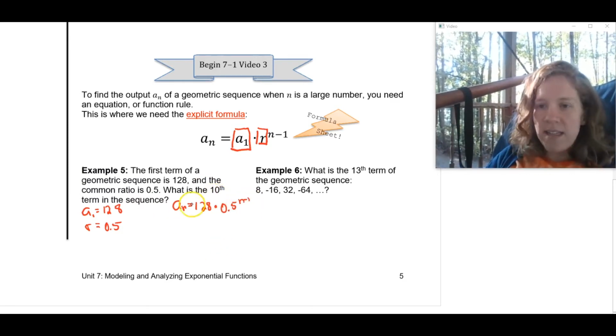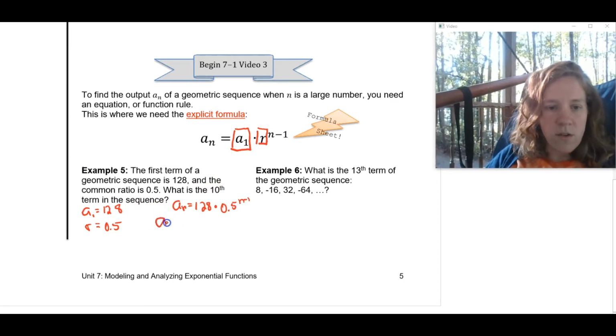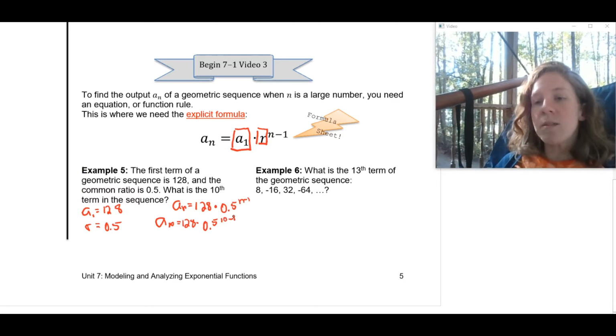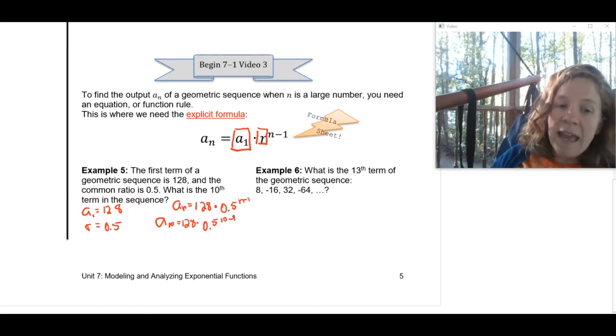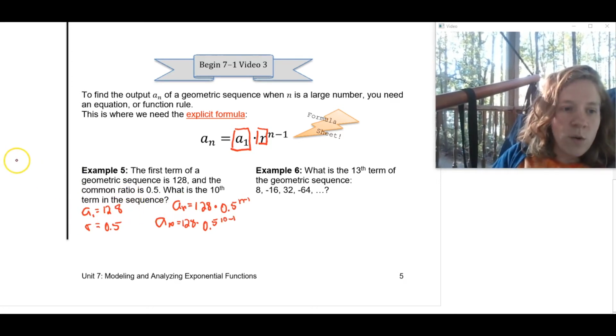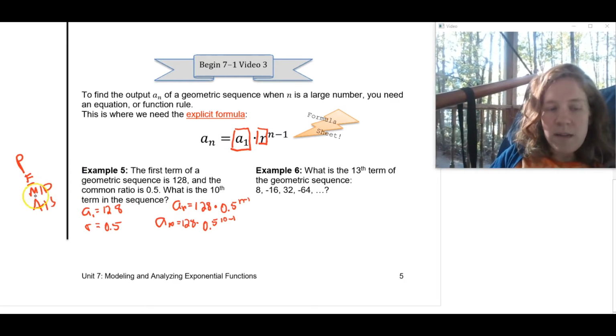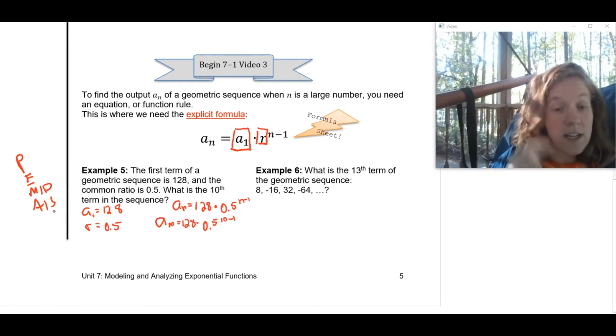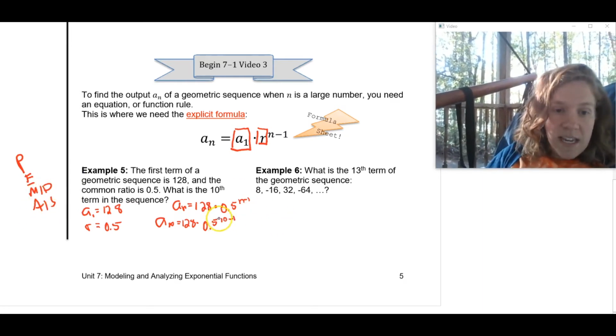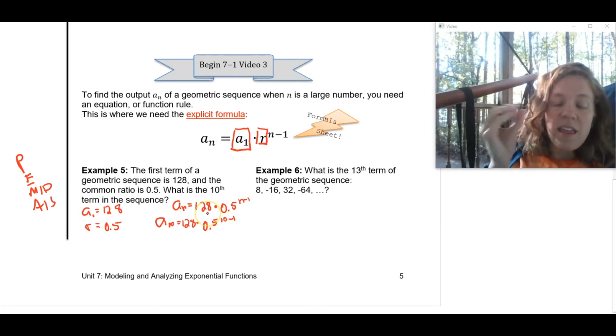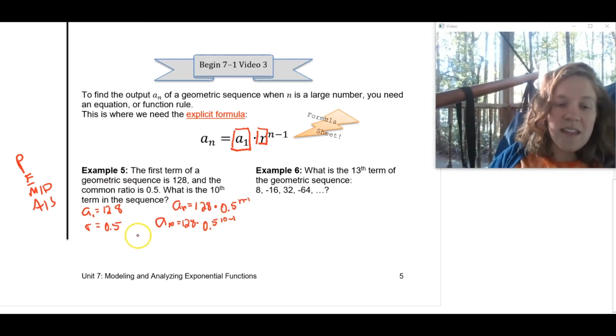If I want to find the 10th term, then all I'm going to do is say a sub 10 is 128 times 0.5 raised to the 10 minus 1. Now something to be careful of here. You can do this by hand, but you've got to make sure you follow your order of operations. I've got parentheses, then exponents, then multiplication, division, then addition and subtraction. I need to do this 10 minus 1 first, then go ahead and do my exponents, then multiply.